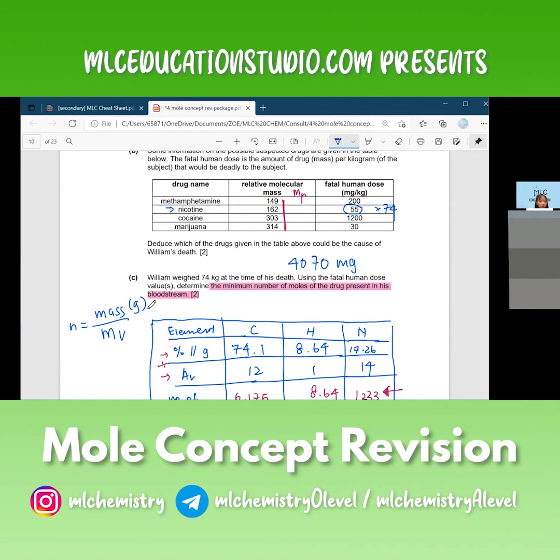We only use gram. If they give you kg, tons, or mg, you need to convert to gram so that you will get the correct number of moles. This is equal to 4.07 grams. The difference is 1000 times divided by 1000.